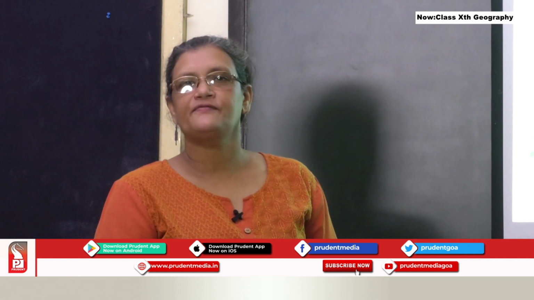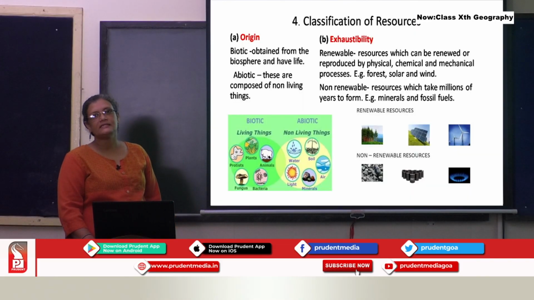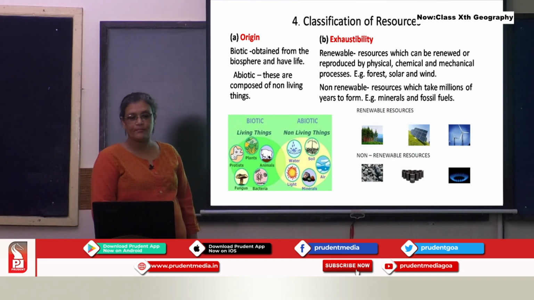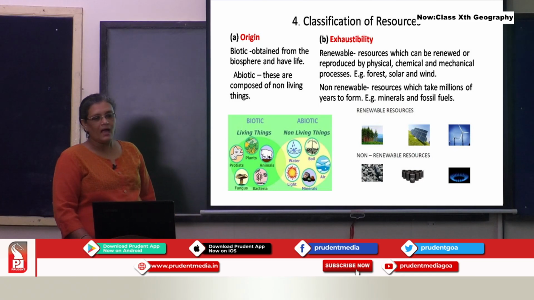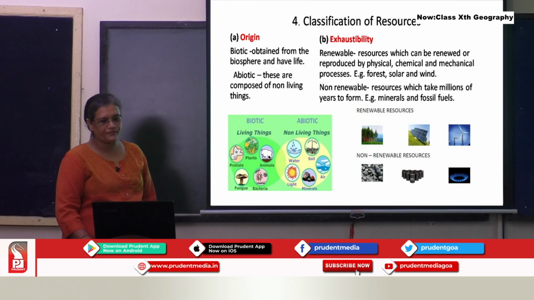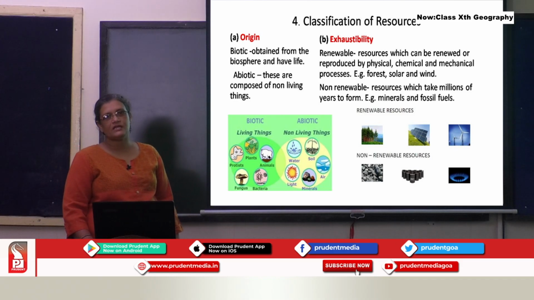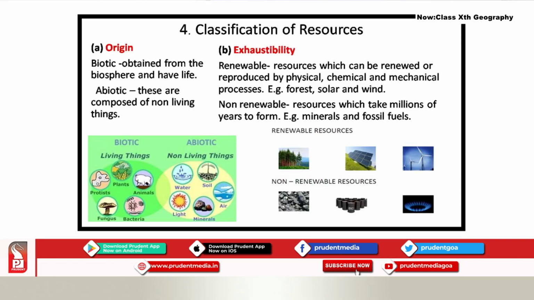Let's come to the classification of resources. The first O was origin. Now, resources are classified on the basis of their origin. How were they formed? We have biotic and abiotic, which you are familiar with as well. The biotic resources are obtained from the biosphere and they have life, while the abiotic are composed of non-living things. As you can see in the picture, we have got the living and the non-living things.